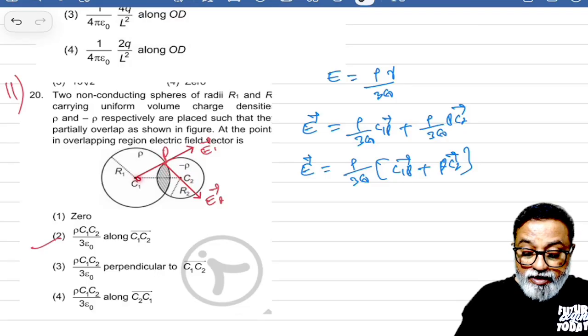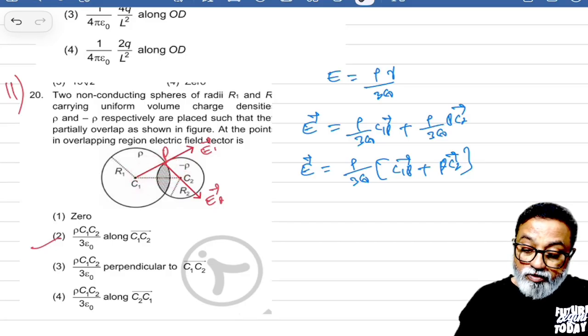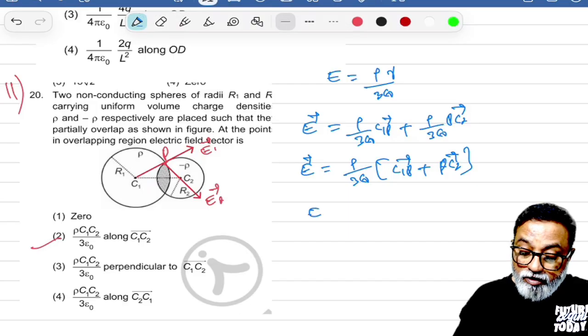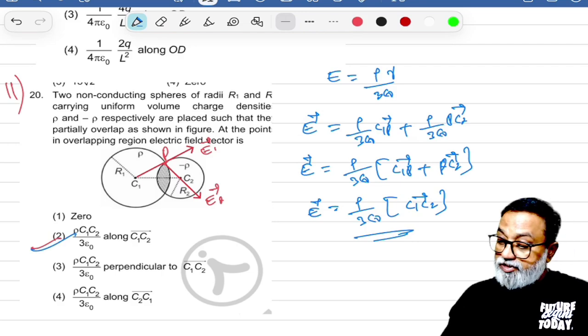Now joining the tail of the first vector to the head of the second vector, the resultant of these two becomes C1 C2. Then E bar is equal to rho by 3 epsilon naught times C1 C2. Therefore option 2 is correct.